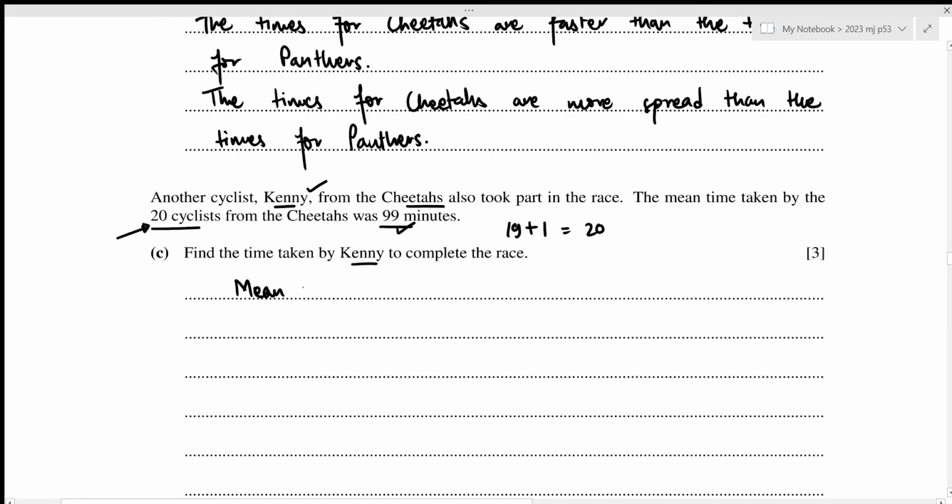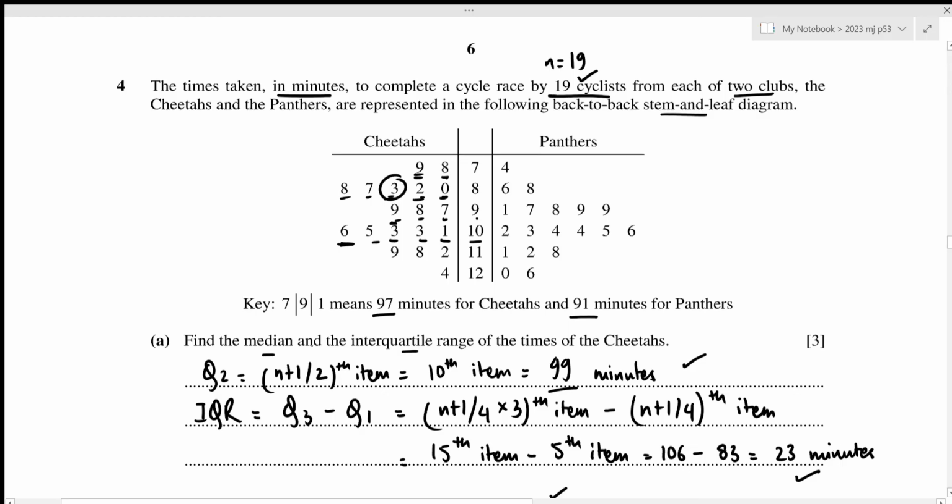The formula for mean is summation of x divided by n, right? So summation of x just means that we are now adding up the times taken by each of the 20 cyclists. And that gives the mean of 99. Okay, now we can figure out the summation of the 19 cyclists from the back-to-back stem and leaf itself, right?